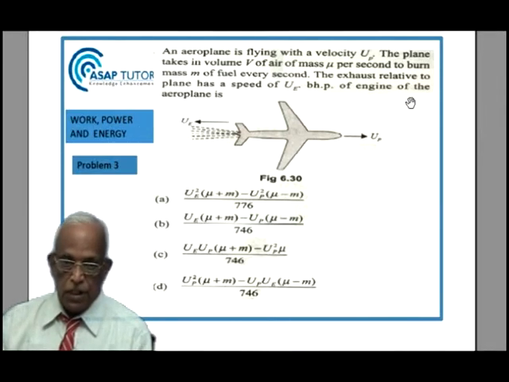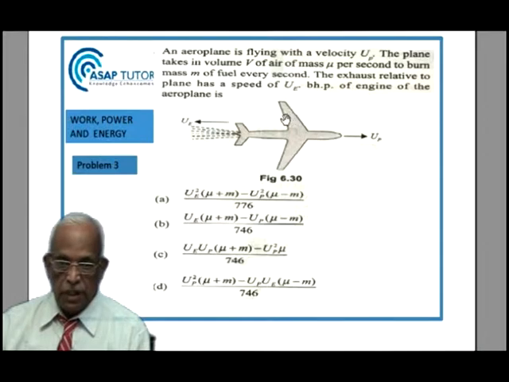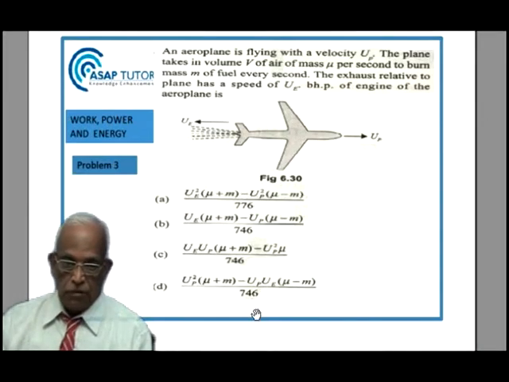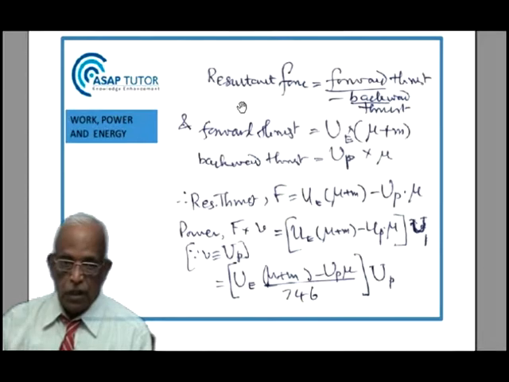The British horsepower, bhp, of the engine of the aeroplane is what we need to find. These are the four answers given here, and you must figure out what we need to do. This is ur and this is ug, which is what you should keep in mind. We go to the answer.